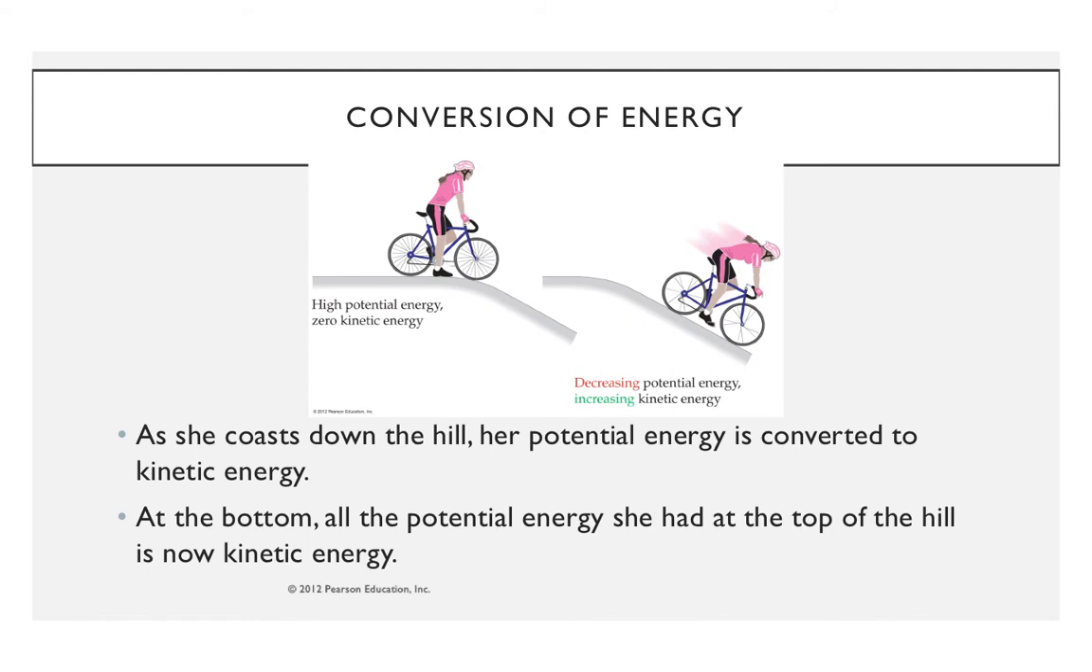So as she coasts down the hill, her potential energy is converted to kinetic energy. At the bottom, all the potential energy she had at the top of the hill is now kinetic energy, minus some that's lost due to friction along the way into the road.